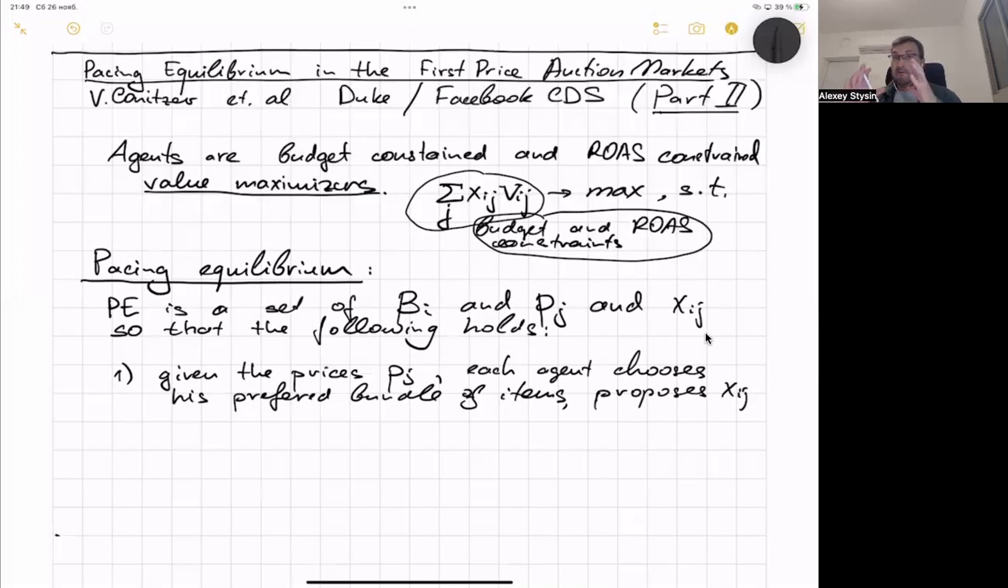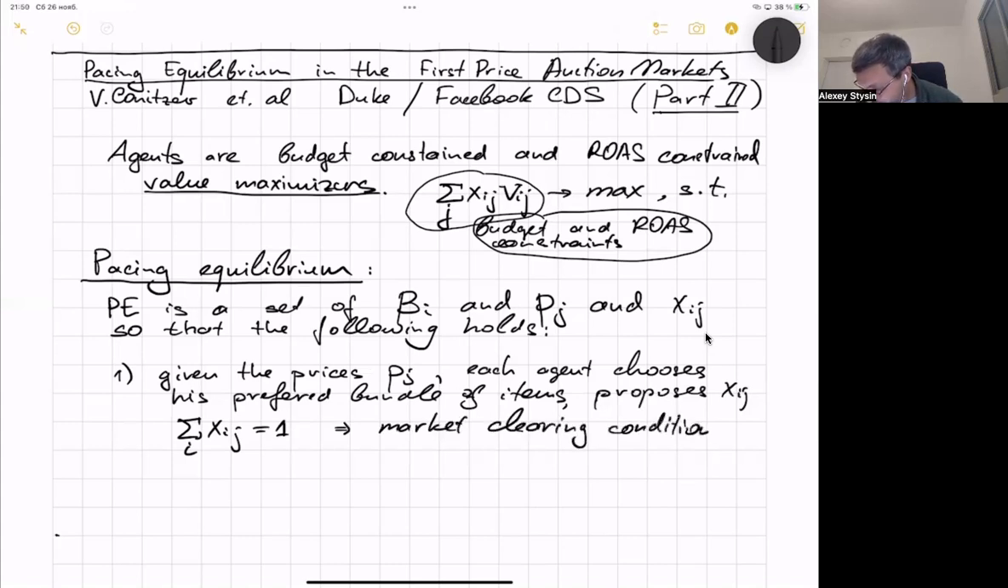And in the equilibrium, the total sum of all allocations for particular items is equal to 1. So in the equilibrium, the sum of Xij's over all agents is equal to 1. So this is also known as the market clearing condition. It just says that given the correct equilibrium prices, all the agents would buy their preferred bundle given these prices and given their constraints on the budgets and the ROAS, and the market would be cleared. Like all the items would be sold completely, there will be no overselling.